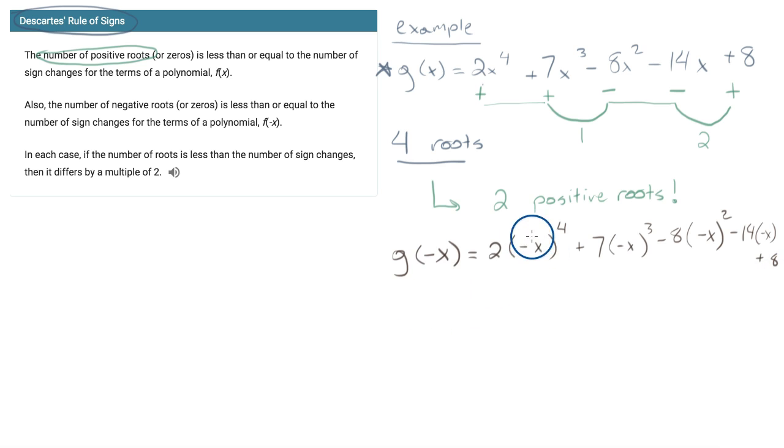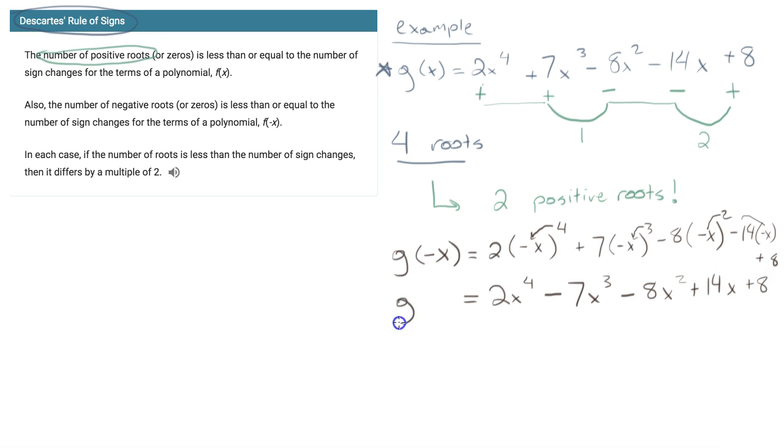To simplify this, all we have to do is remember that an even exponent makes a negative x positive. And so our first term will stay 2x to the 4th. But because we have an odd exponent in the second term, we're going to change the sign and it will become negative 7x to the 3rd. Again, we have an even exponent, so our overall sign won't change. It will stay negative 8x squared. But here we're going to change to positive 14x.